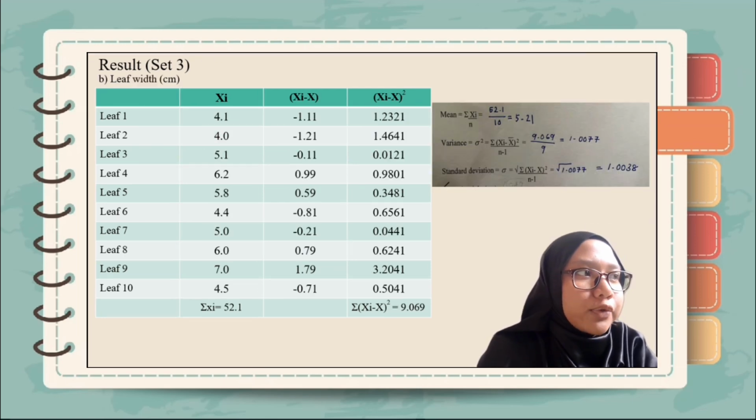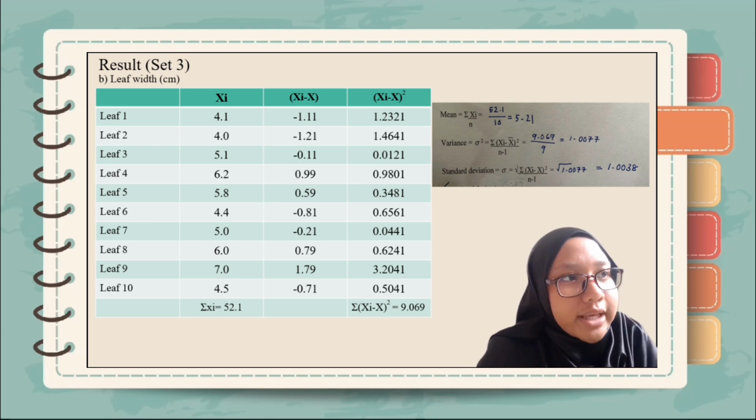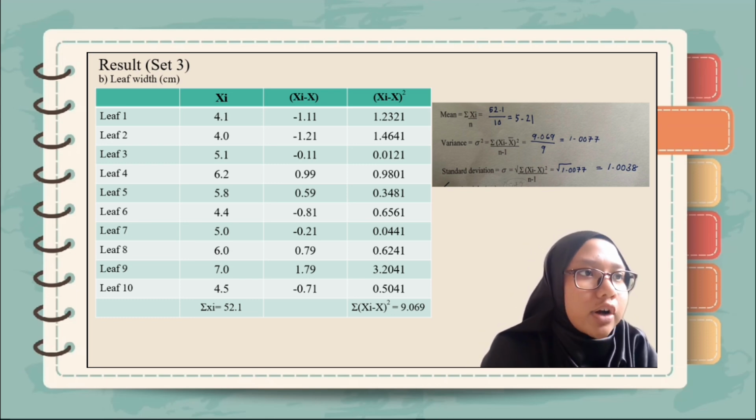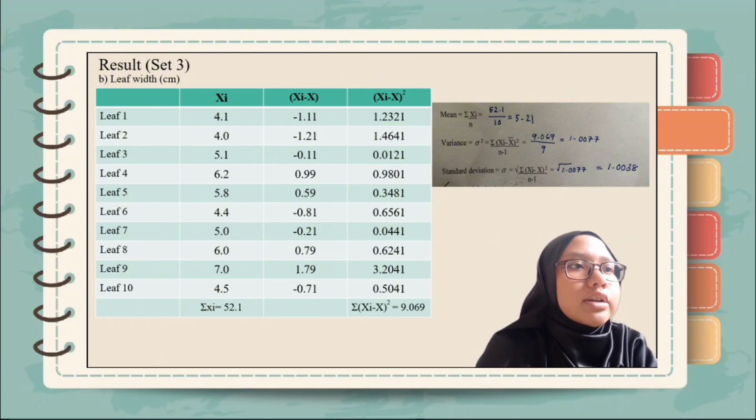For B, which is leaf width, the data we got is shown in the table. So for the mean, we got 5.21. For the variance, we got 1.0077. And the last one is standard deviation, we got 1.0038.